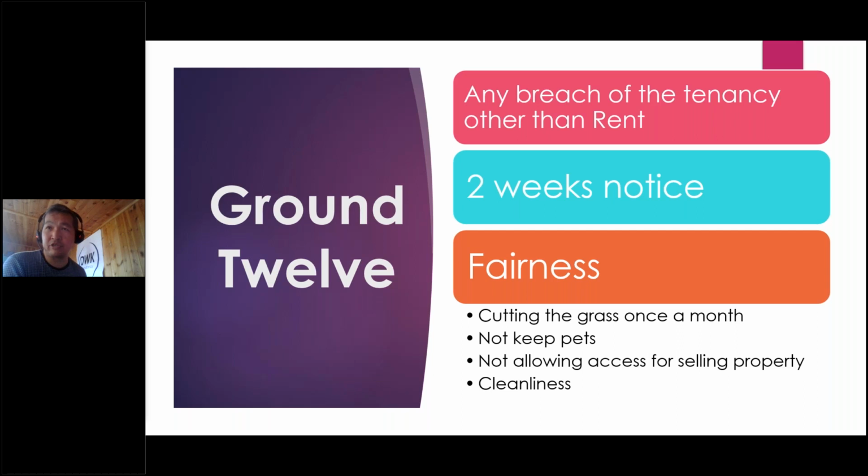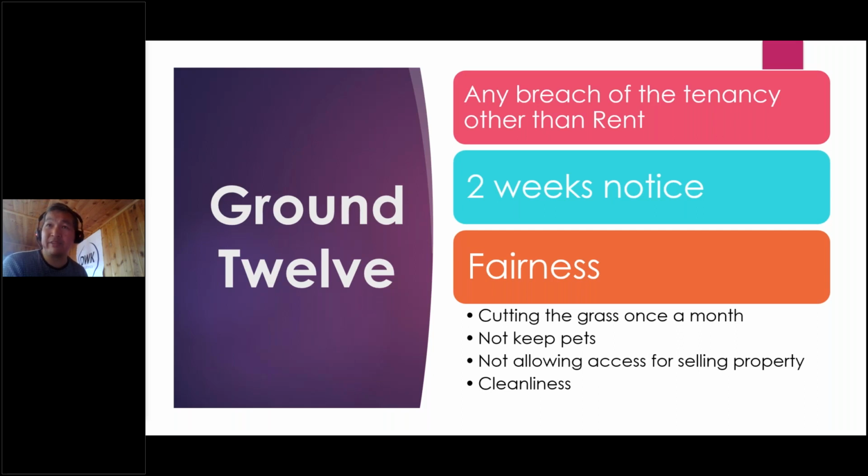Ground 12 is a very generic ground. As it says on the particular screen, it's any breach of tenancy other than rent. Which basically means, have they breached a term or a clause within your tenancy? The only real issue to be mindful of there is fairness. Is it fair, the clause that you're trying to impose upon the tenant?